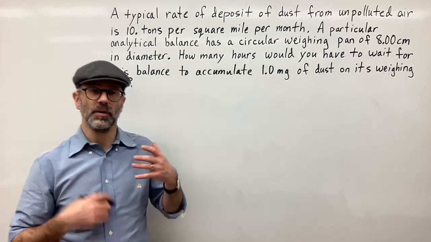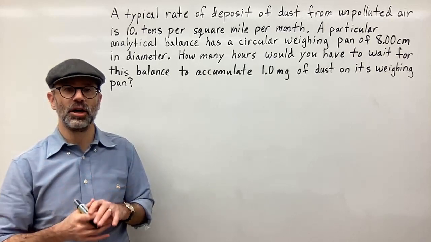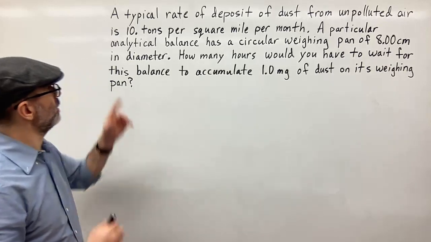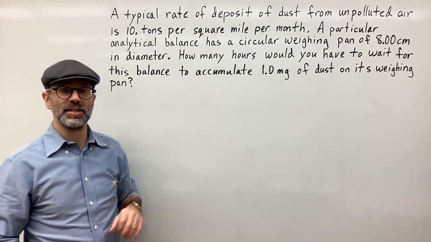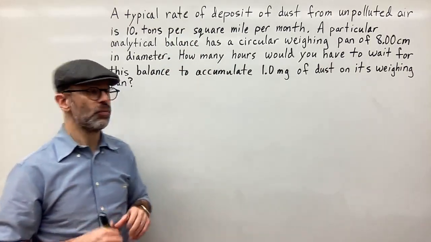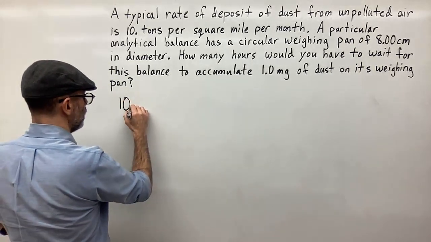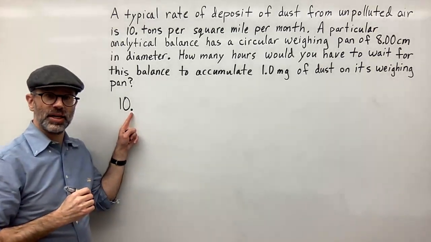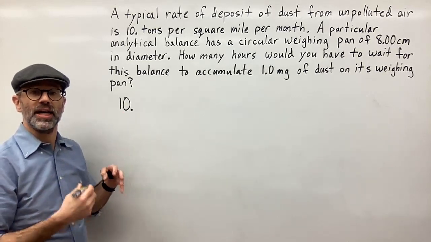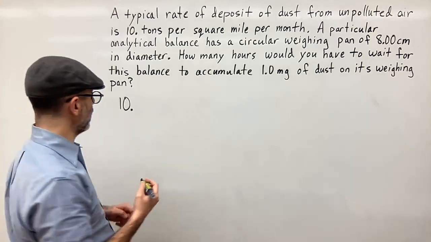Okay, so we have a weighing pan that has a diameter of 8 centimeters. So we're going to need to get the area because notice in the rate they gave us, it's tons per square mile per month, right? So if we write this out, it's 10. And notice the decimal there, because that decimal means that zero is significant. That's going to be important for when we calculate our answer and figure out how many sig figs we're allowed to have in our answer.